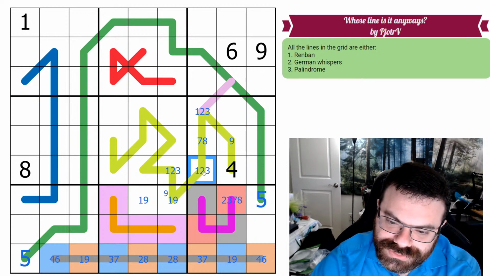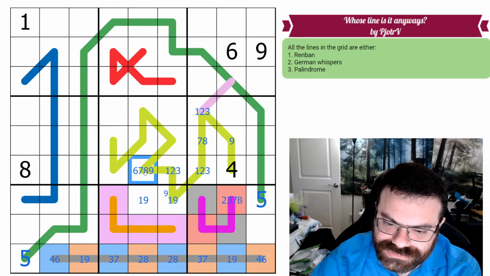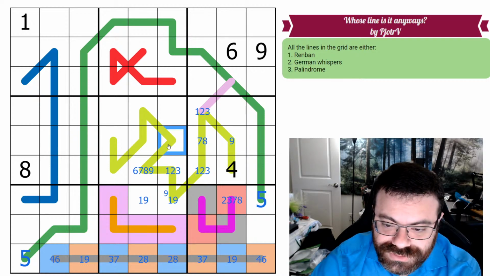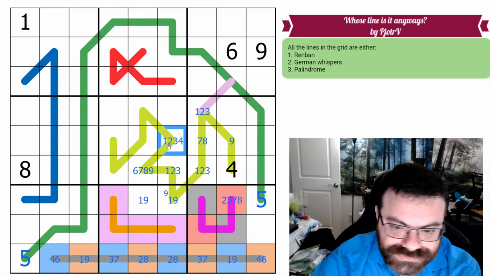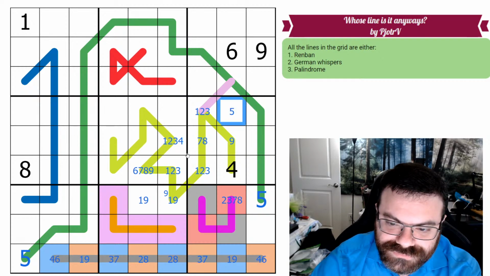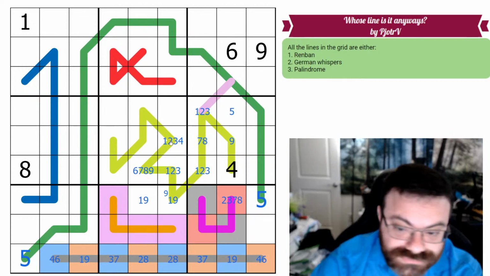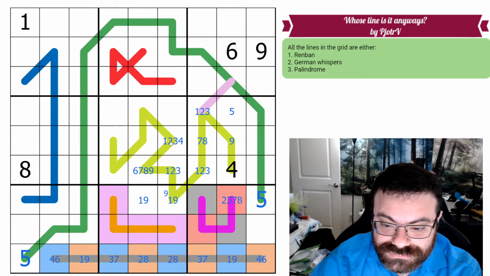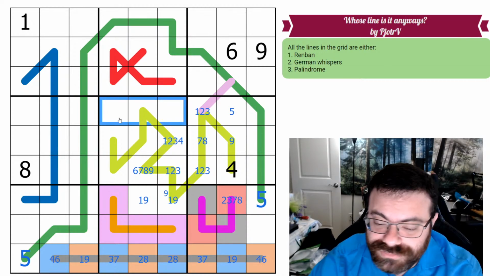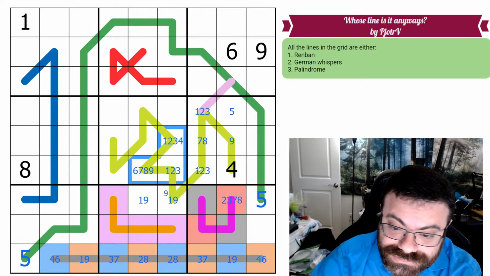Yeah, the 9 was used. This would be 6, 7, 8, or 9. This would be 1, 2, 3, 4. This would be a 5. Oh, right. That's much simpler.